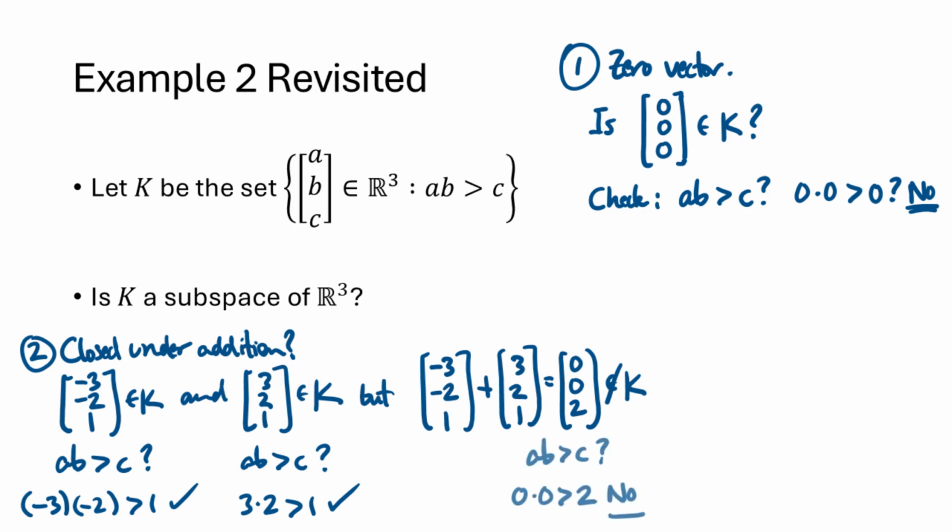How do I know that? Well, I check the property. 0 times 0 is not greater than 2, and so this example shows that we had 2 vectors that were in K, but when we added them together, we got a result that was not in K. That shows that K is not closed under addition.